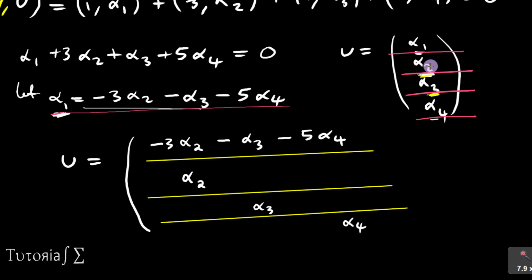Then alpha 2 is in the second row, so we write it under the second row. Alpha 3 is in the third row, we write it in the third row. And alpha 4 is in the last row, so we write it in the last row. Then we close the brackets like that. So the mistake I made was I miscounted, so it is something that you should also look out for.